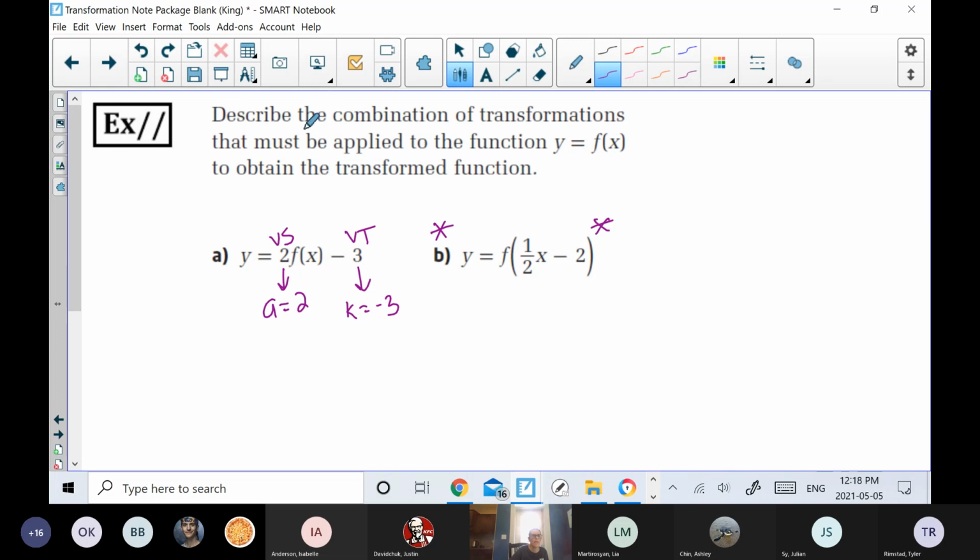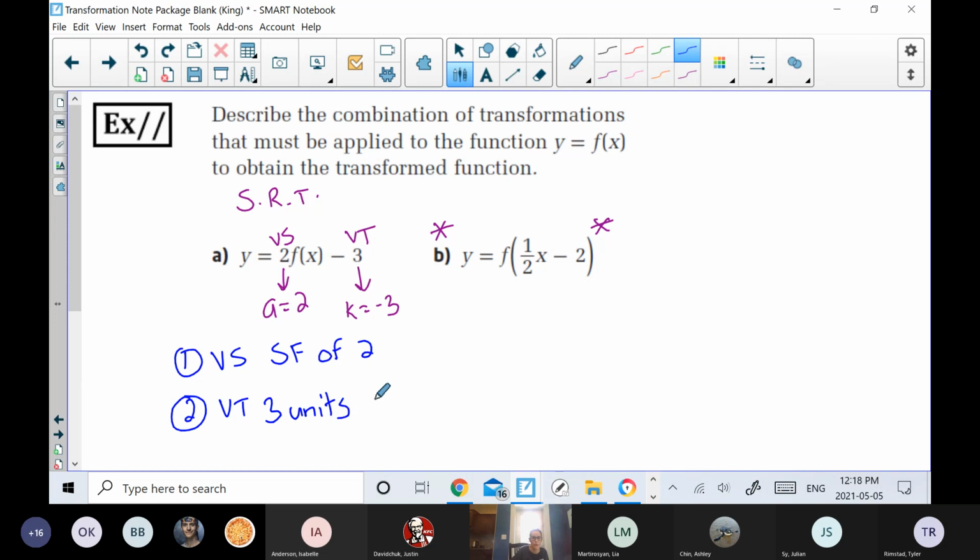When it says describe, that's where we have to go in the order SRT. So in this one, I'm going to start with my A parameter, and all I have to say is what is it and what's the stretch factor. So this was a vertical stretch factor of 2. Then there's no reflection, so I'm just going to go to my translation. There was a vertical translation in this, and it is 3 units down. So K is equal to -3 is a vertical translation, 3 units down.